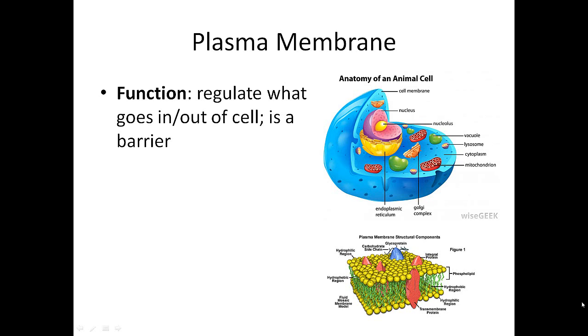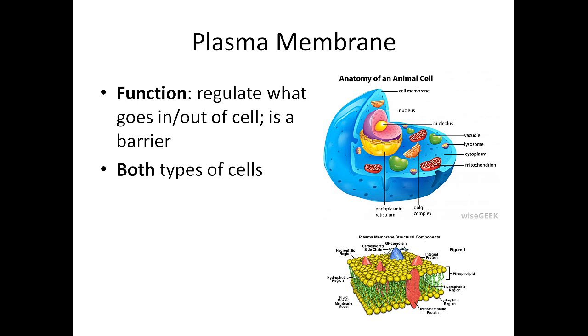Its job is to regulate what goes in and out of a cell. It's simply a barrier. In the picture up at the top, it's represented by the outer blue portion here. And the picture at the bottom shows you a small piece of the plasma membrane if you could remove it and take a look at it. We'll go more into how the plasma membrane is set up in the next unit, but as for now you can just see what it looks like.